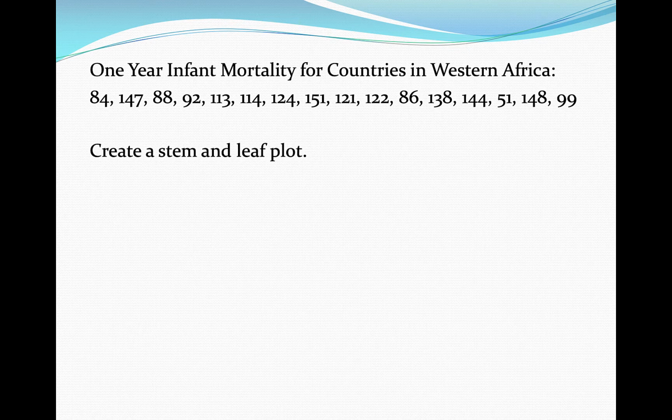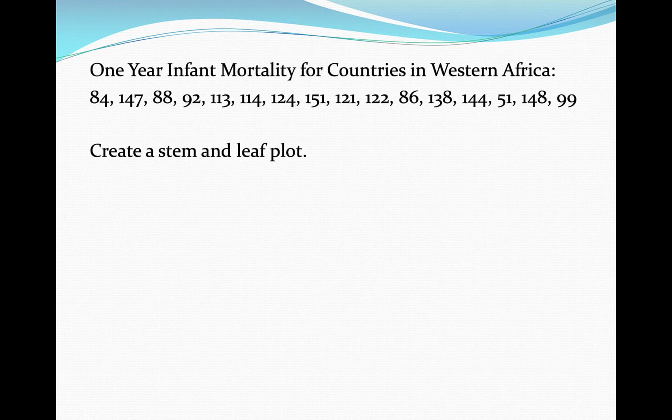So when you draw this graph, what you do is you start by basically listing your stems. You list your stems vertically. The stems in this case range from what? The lowest value I see is 51. The highest value I see is 151. So that means your stems are going to range from 5 to 15. So you just list all the numbers from 5 to 15.